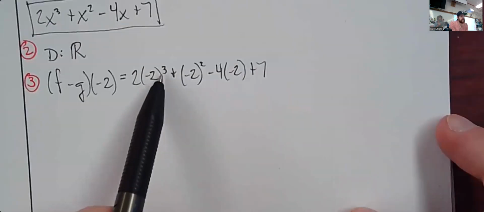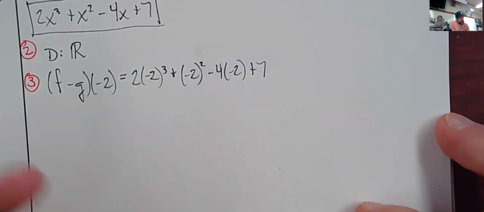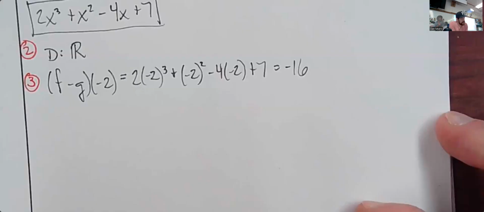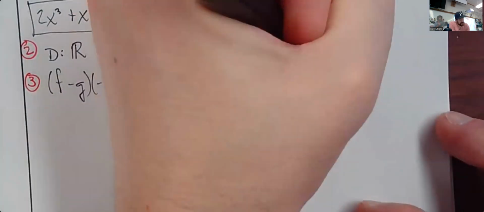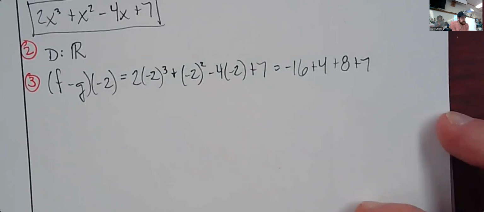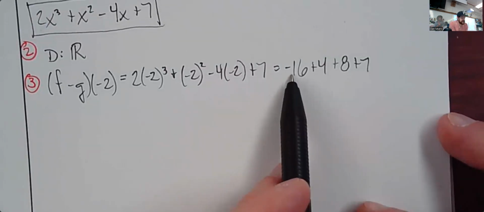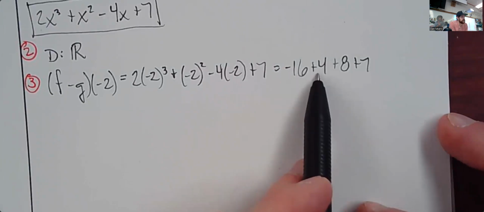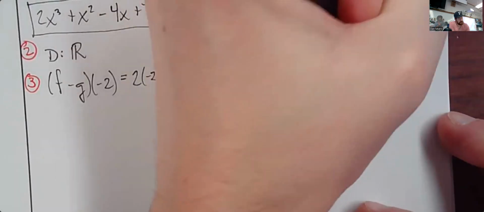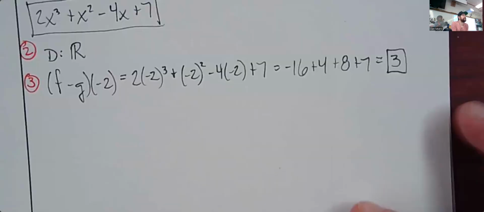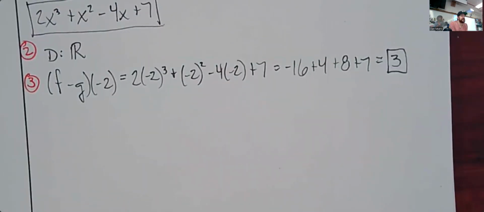Let's see. -2 cubed is -8. -8 times -2 is -16. So that's -16. -2 squared is +4 plus 4. -4 times -2 is +8 plus 8, and then plus 7. And let's see. 8 plus 7 is 15. -16 plus 15 is -1 plus 4 more is +3. So 3 is our answer for that one. Use a calculator if you want to.